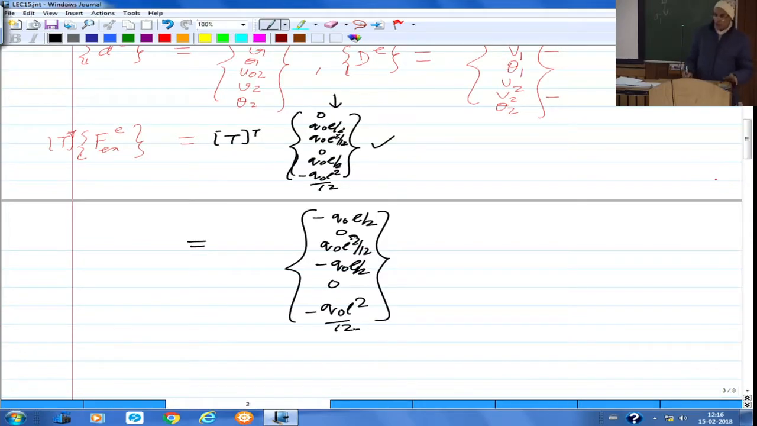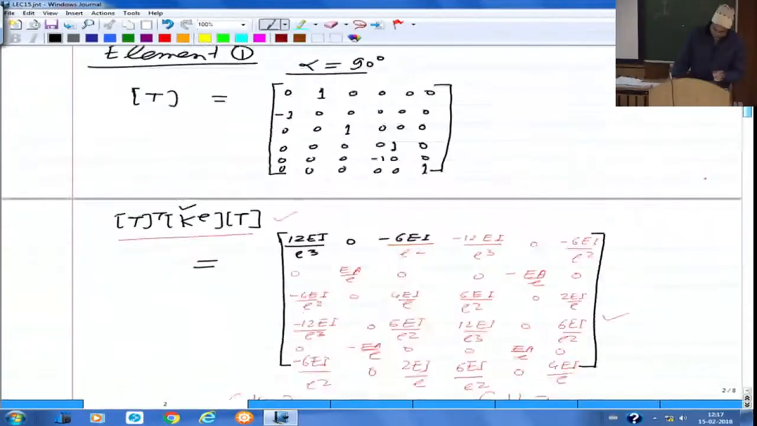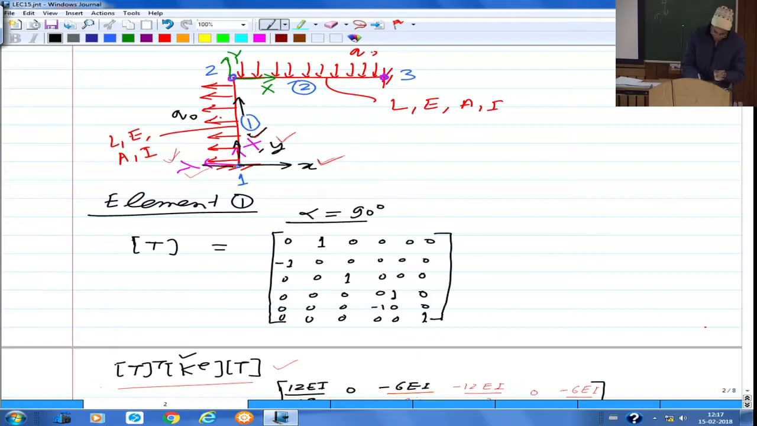So this would be the transformed load vector, external load vector for the first element. Again you see, because the local y-axis is along the negative global x-axis, so we have these forces going here with a minus sign. This is the force along local y-axis at node 1. This is the force along local y-axis at node 2 of the first element. That is here, q naught L by 2 here and q naught L by 2 here.